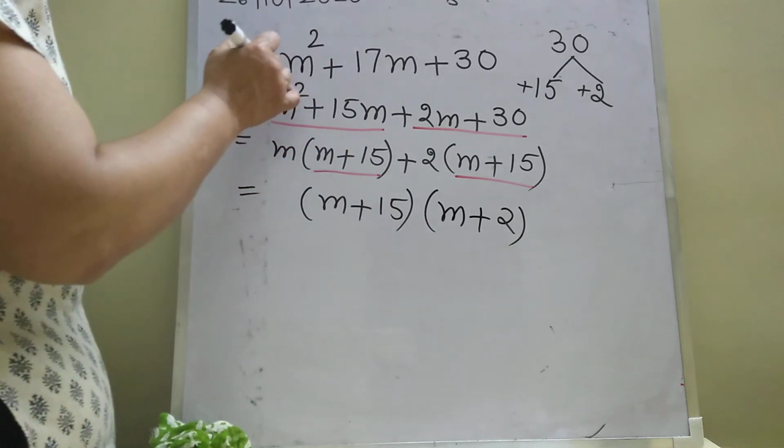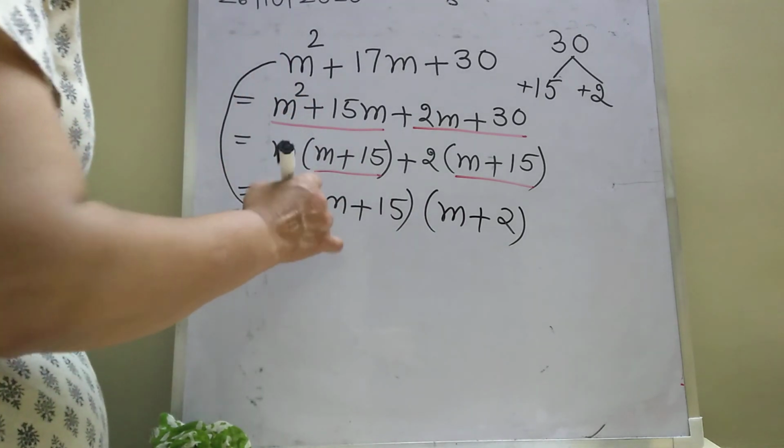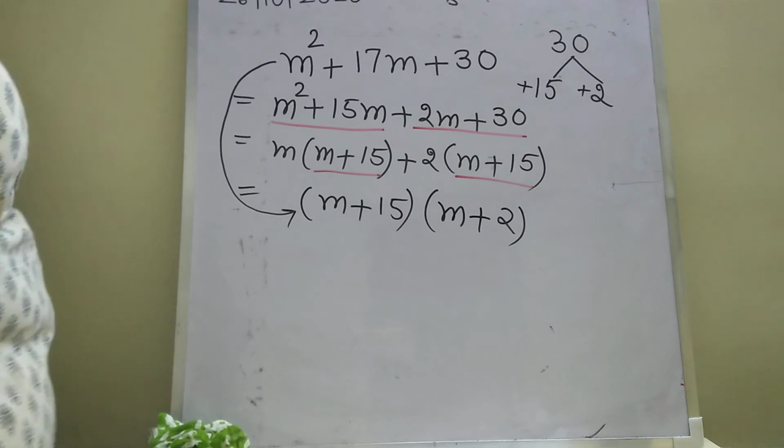This was the given trinomial. We wrote it in the multiplication form, and that is called factorization.